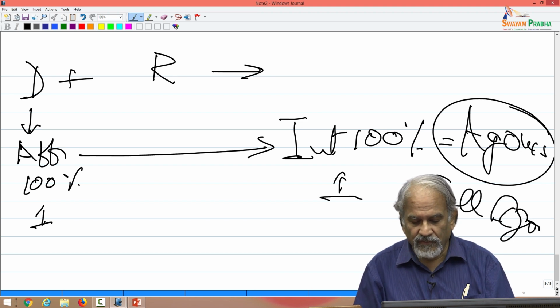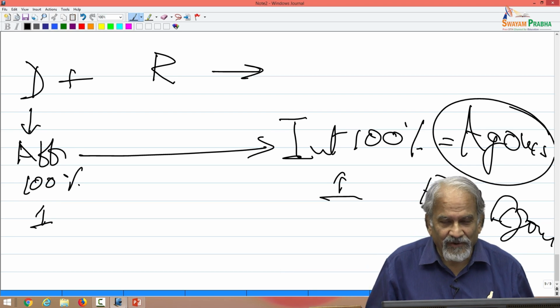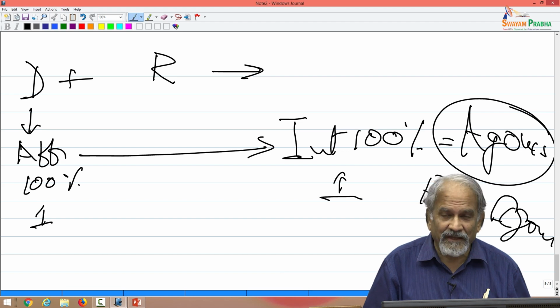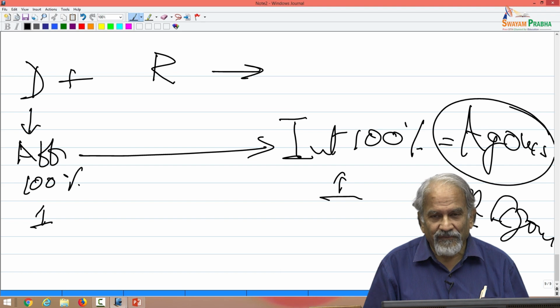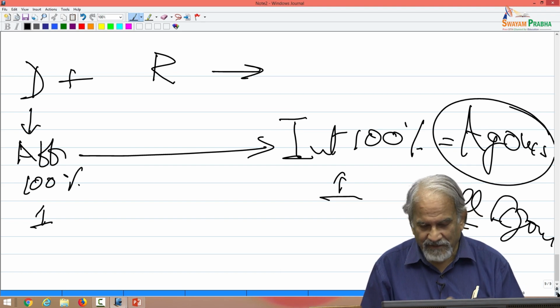So, how many of you would like to be full agonist? I hope that all of you will like to have full agonist, but in medicine antagonists are also very useful when agonists are superactive. I will give you an example.